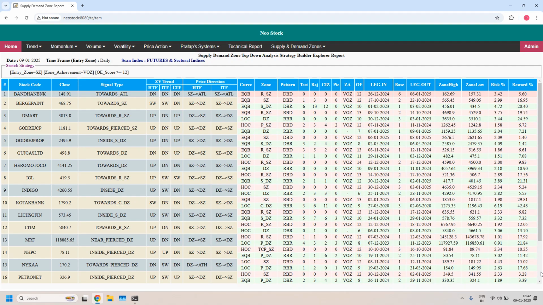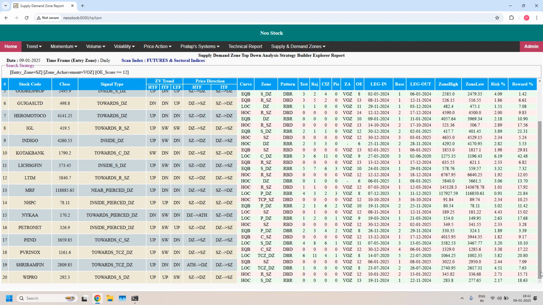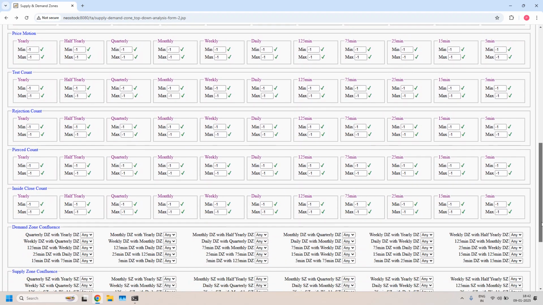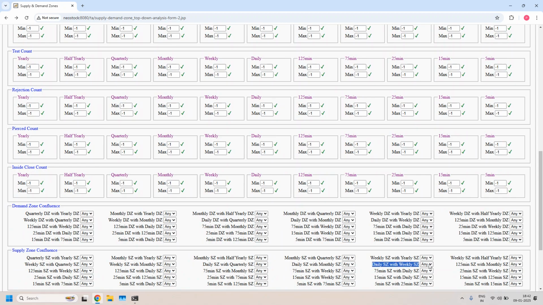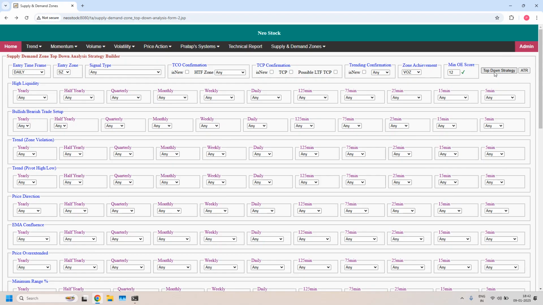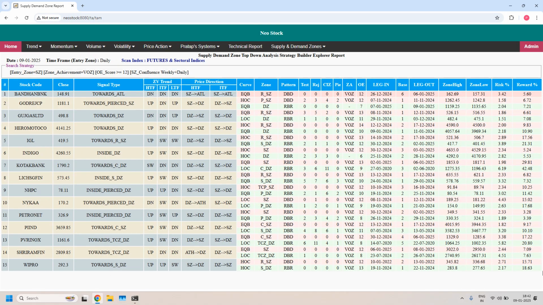I am scrolling the list down. So a total of 20 stocks are filtered. Now let's verify, out of these 20, any high probability setup supported zones based on the zone confluence. The first filter is LTF, ITF supply zone confluence, that is a daily and a weekly supply zone confluence. I am enabling the filter. With this filter, out of 20 stocks, we got 15 stocks.